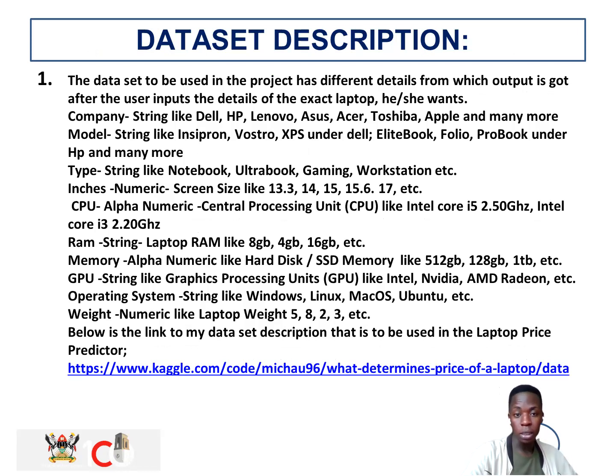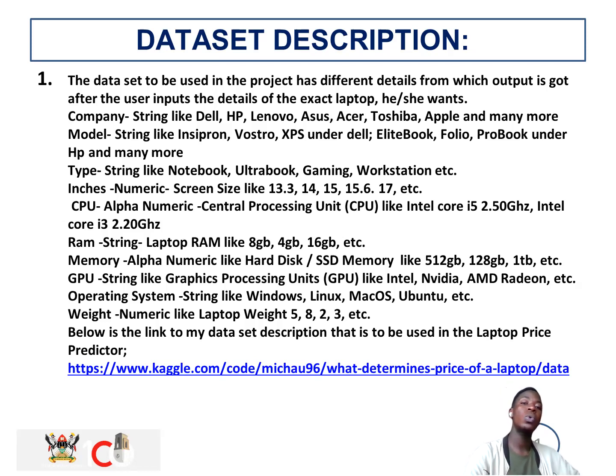We have the Vostros under Dell, we have the XPS under Dell, and then we have EliteBooks, Folios, Chromebooks under HP, and many more like the ThinkPads, IdeaPads in Lenovo, like the MacBook Airs, the MacBook Pros in the Apples, and these are all strings. And when you go to the type, we have notebook, ultrabook, gaming, or workstation, and when you go to the inches or screen size, we have like 13.3, 14, 15.6, 17.